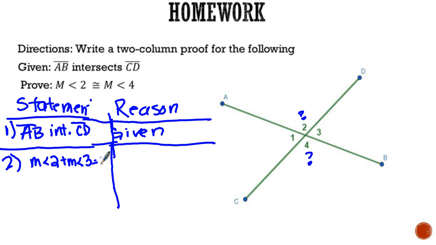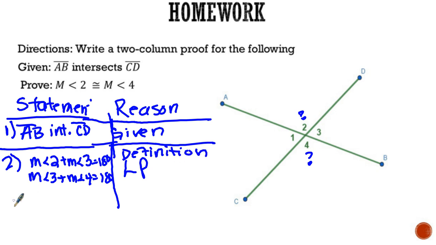Okay, it's equal to 180. And I also know that the measure of angle 3 plus the measure of angle 4 is also equal to 180. And that's because they are linear pairs. So that's the definition of linear pairs, and we know linear pairs are supplementary.